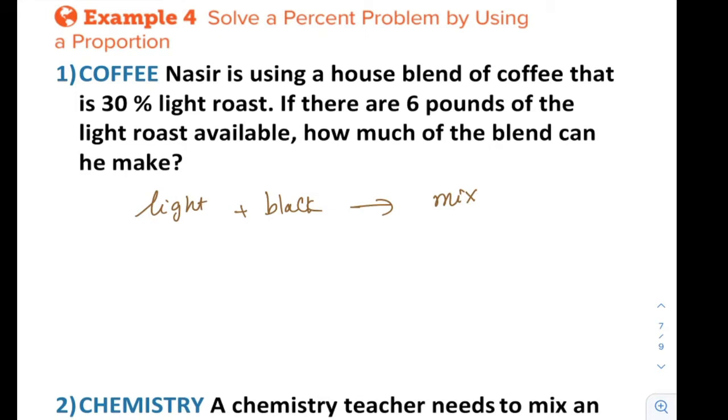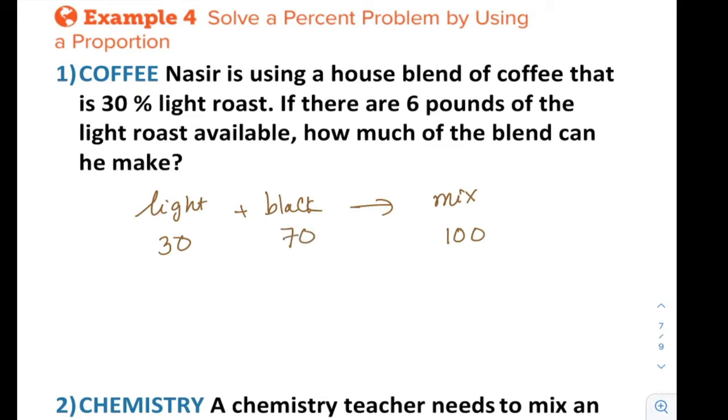What does 30% mean? It means that if we assume his coffee is 100, the light roast is only 30 parts of this 100. Out of each 100 milliliters or 100 ounces or 100 whatever, 30 parts is the light roast. So the other type, let's assume it's black, will be 70.